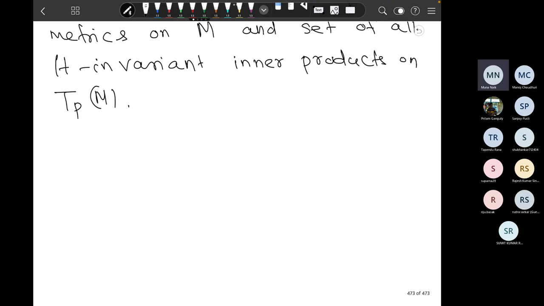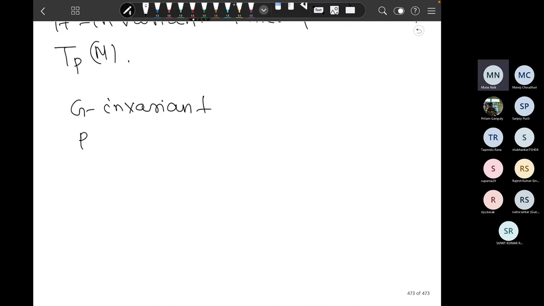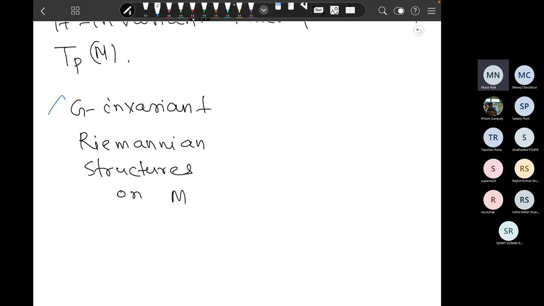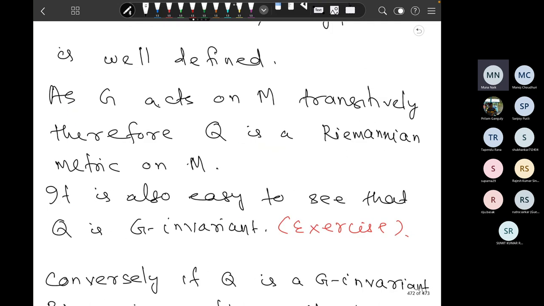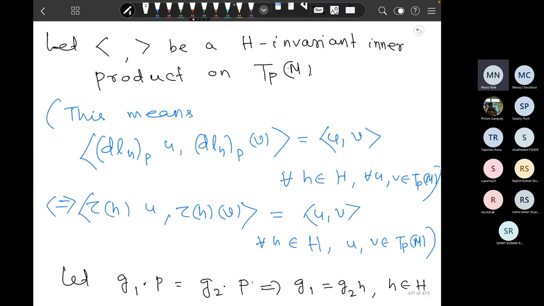So let us write this. If you look at this G-invariant Riemannian structure on one side, this has a one-to-one correspondence with H-invariant inner products. So what do you mean by H-invariant? This is really the isotropy representation. The inner product is really invariant under the isotropy representation.